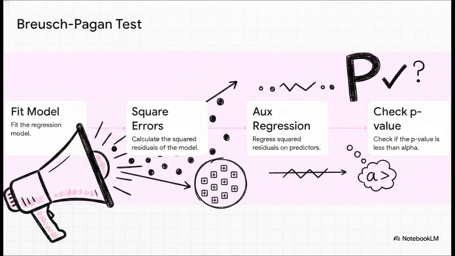But this time, we try to predict the size of the mistakes using our original variables. Finally, we check our p-value, which is essentially a statistical probability score. If that score is significant, it means the mistakes are growing in a predictable pattern, like a megaphone. If so, we've definitely got heteroscedasticity.